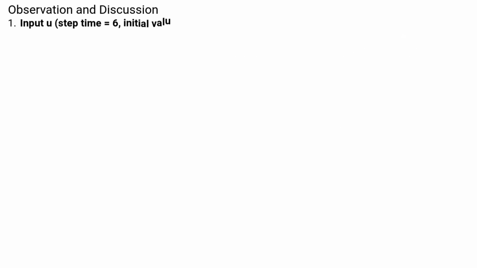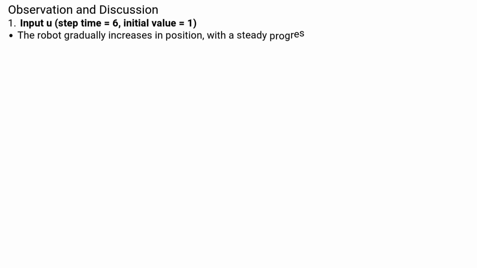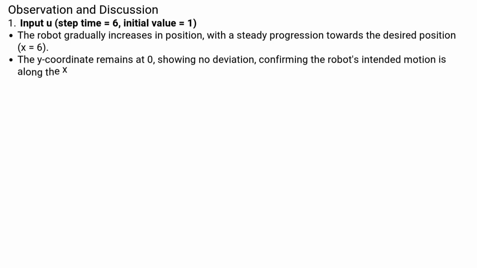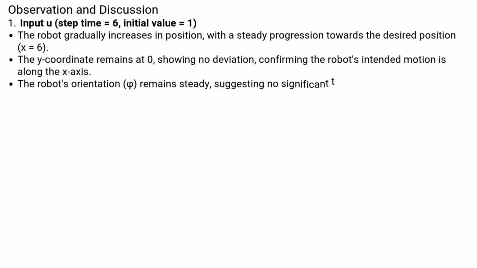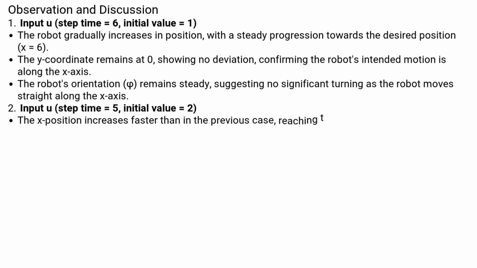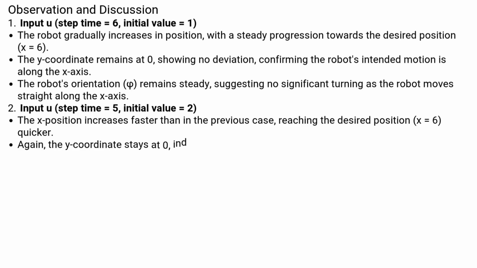And we are looking at the observation and discussion of each input u. For the first one, input u step time 6, initial value 1, the robot regularly increases in position with a steady progression towards the desired position, which is x equal to 6. The y coordinate remains at 0, showing no deviation, confirming the robot's intended motion is along the x-axis, and the robot's orientation also remains steady, suggesting no significant turning as the robot moves straight along the x-axis.